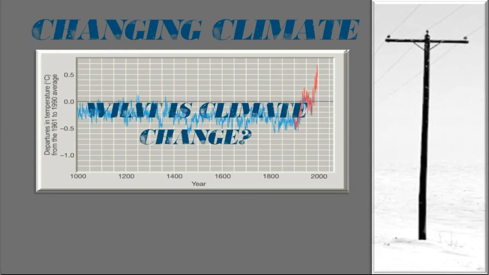What is climate change? That graph shows the direct one-to-one correlation between the amount of carbon in the atmosphere and the overall Earth's temperature. You can see that the drastic rise started right at the very beginning of the Industrial Revolution.